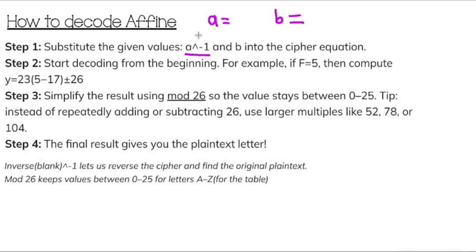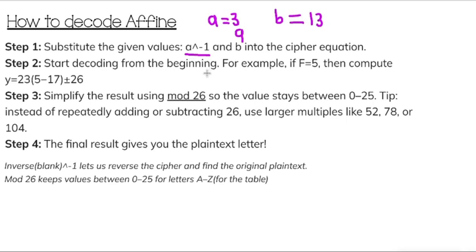Something to remember over here is that you would only find the inverse of A and not the inverse of B in the equation. So if we were given the value of A as 3, and B as a value of 13, the inverse of 3 is 9. And you can find this value in the inverse table, which I will show later, and over here we keep B the same.